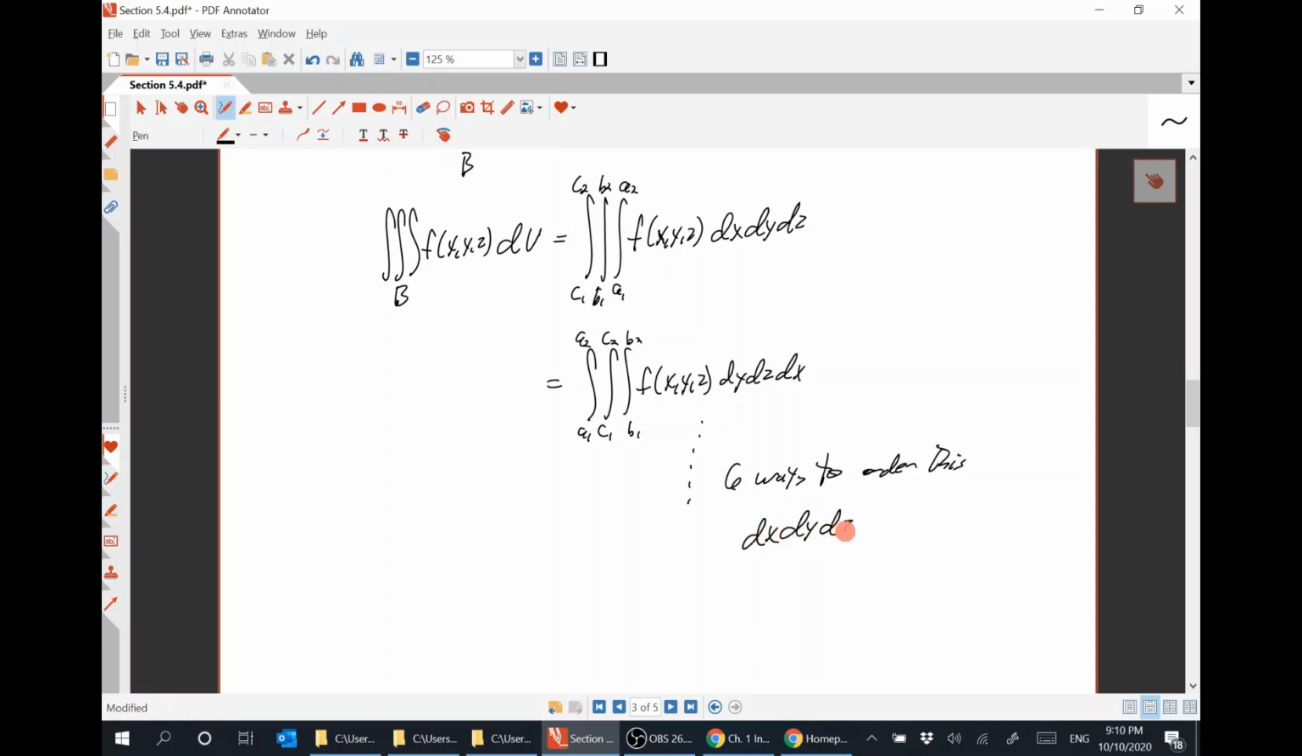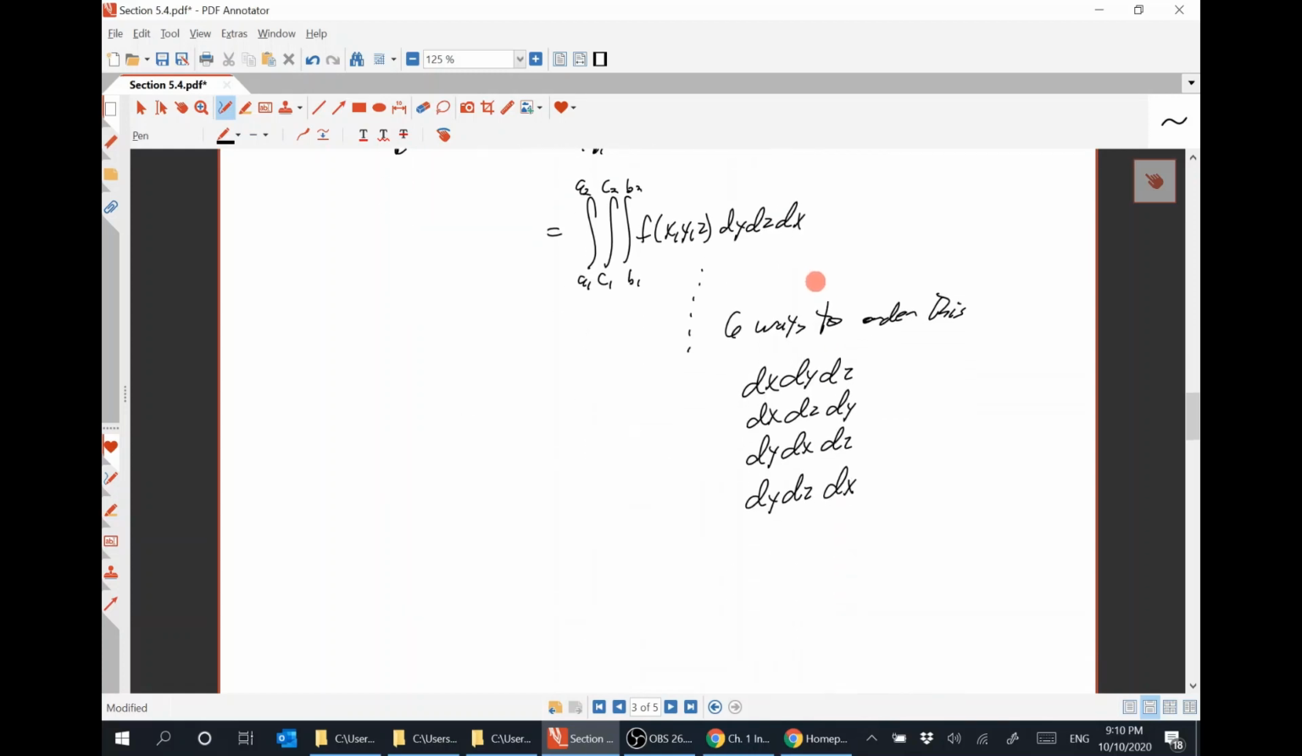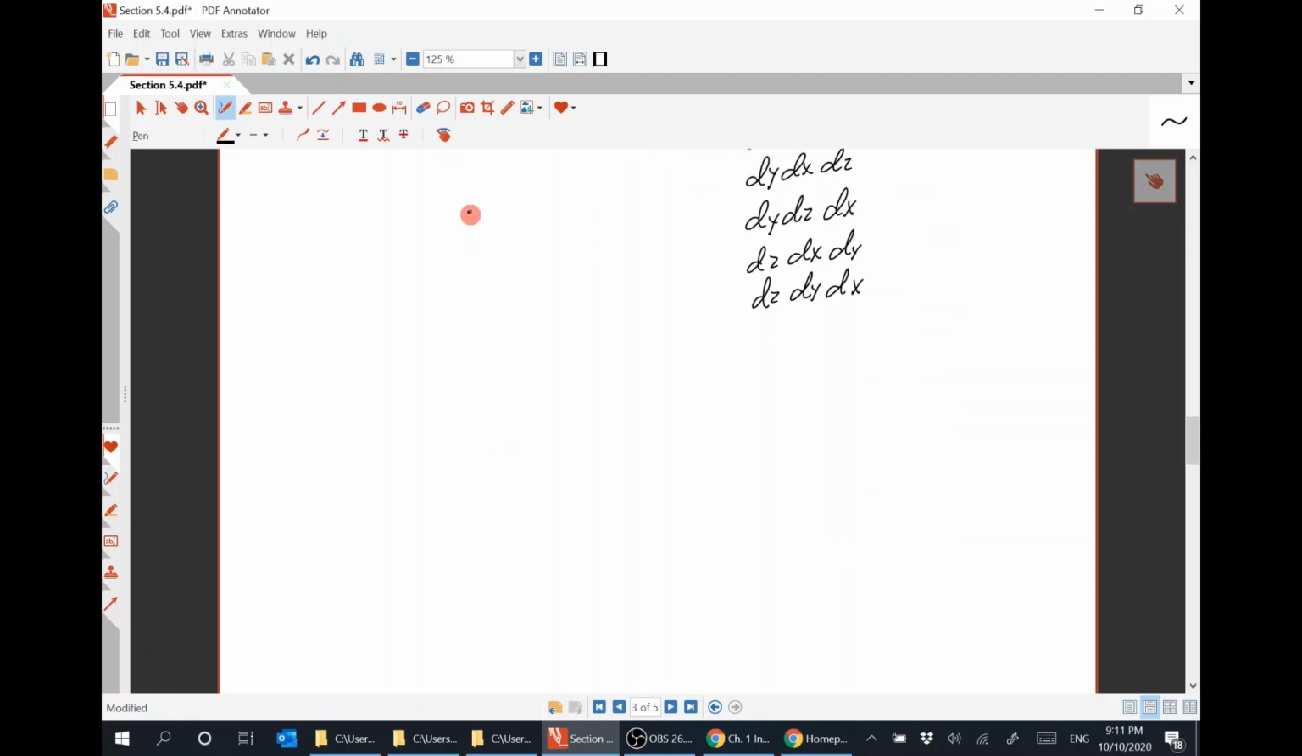dx, dy, dz; dx, dz, dy; dy, dx, dz; dy, dz, dx; and what else? dz, dx, dy; dz, dy, dx. All right, 3 factorial equals 6 ways of ordering that integration. So let's do a quick example. Boxes are not like the most interesting objects to do triple integrals with. But we've got to do an example, so let's do one.